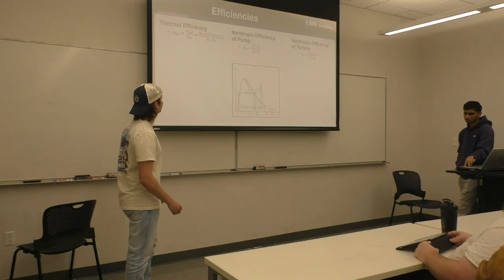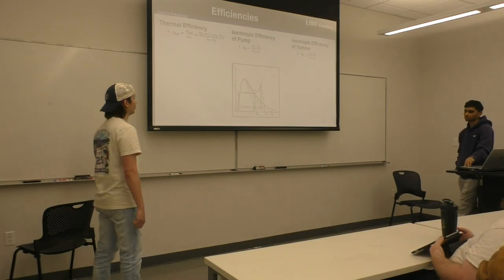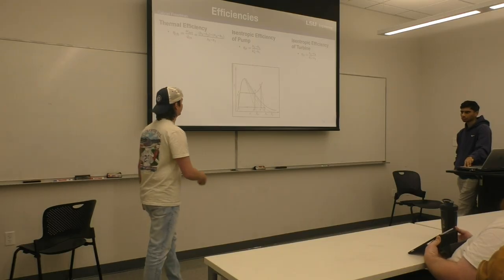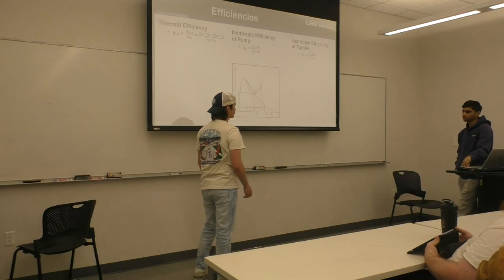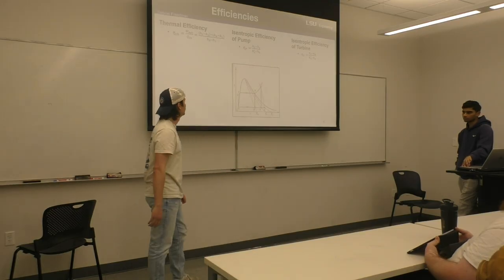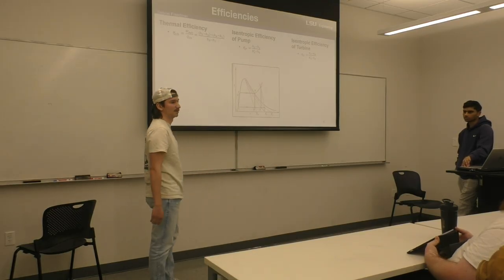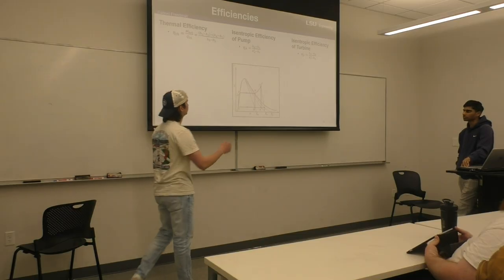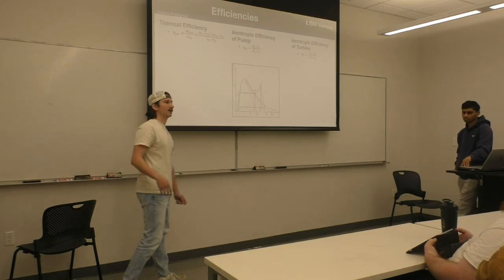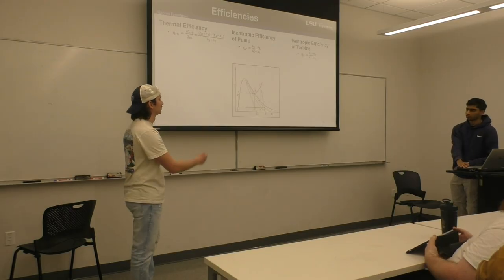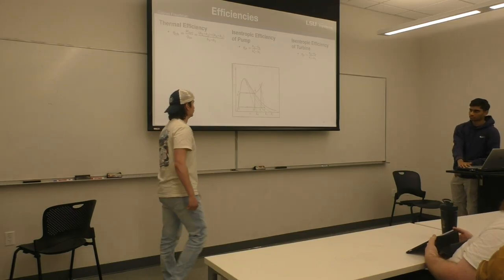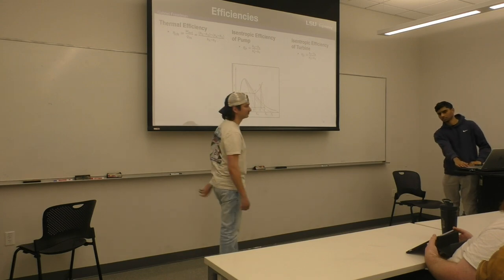Now for the isentropic efficiency of a pump, essentially what it's measuring is, just like I said, the ideal maintains constant entropy, but that's never going to happen in the real world. So it's just seeing how far it varies from the ideal position, and the same with the turbine, using these two measurements.